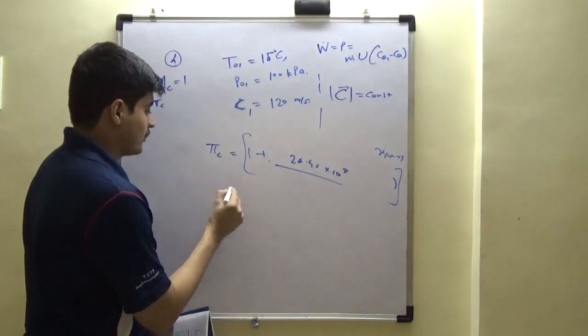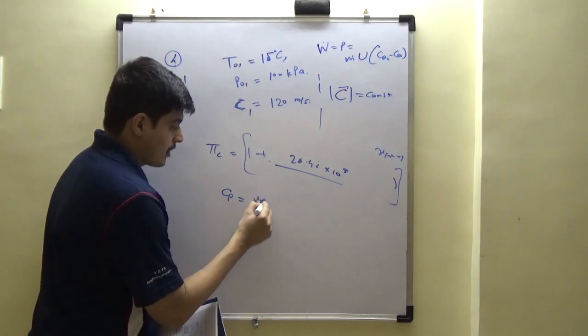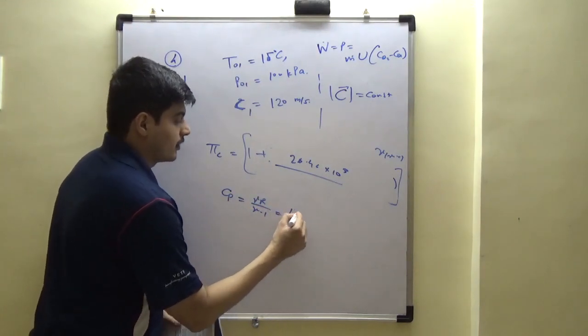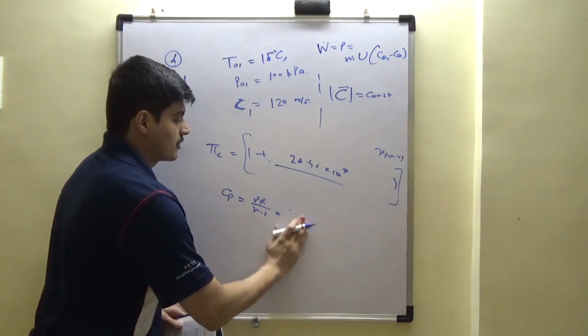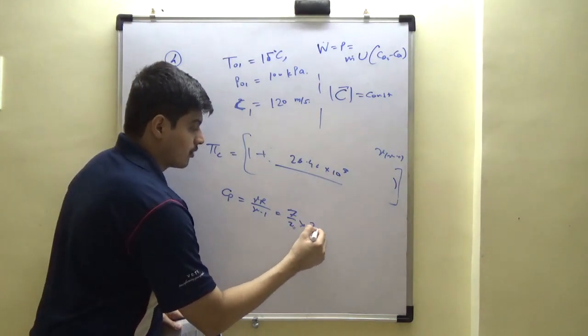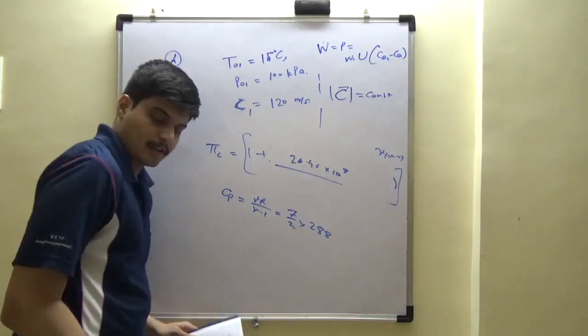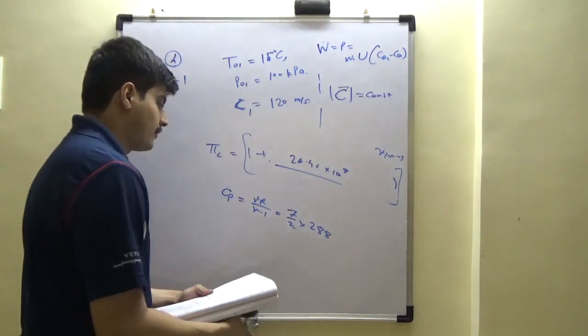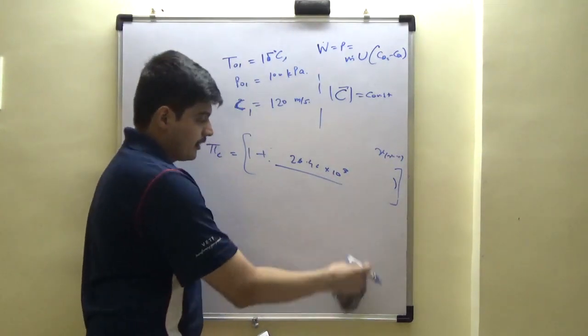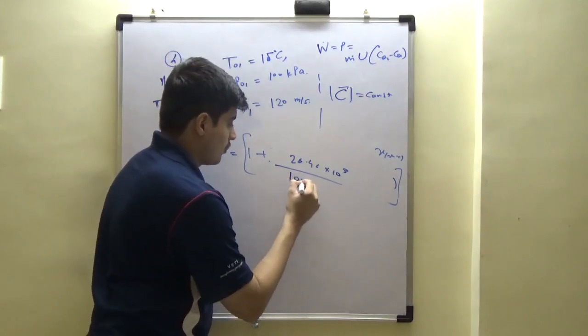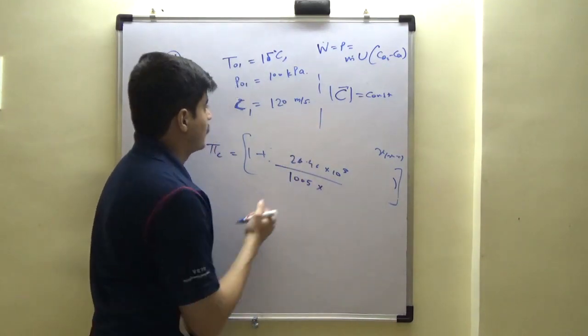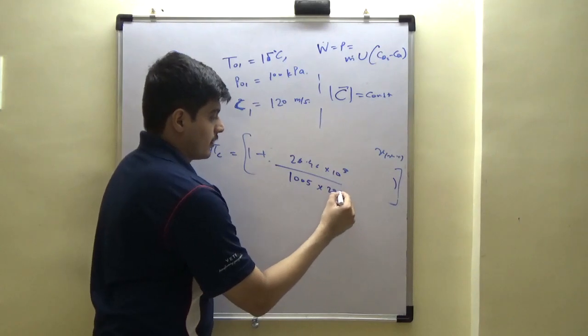If you forget Cp, how would you do? Gamma R by gamma minus 1, 1.4 by 0.4, which is 7 by 2, into 288. Approximately the constant, right? Or 300. So this becomes around 1005 into 288.